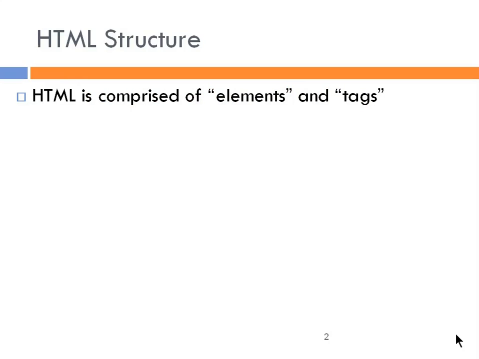HTML is comprised of elements and tags. As we have seen earlier, HTML has both elements as well as tags. So what are tags? Tags are nothing but the basic HTML things that are required to make a web page. And elements are inserted in between the tag, from the starting of the tag to the ending of the tag.